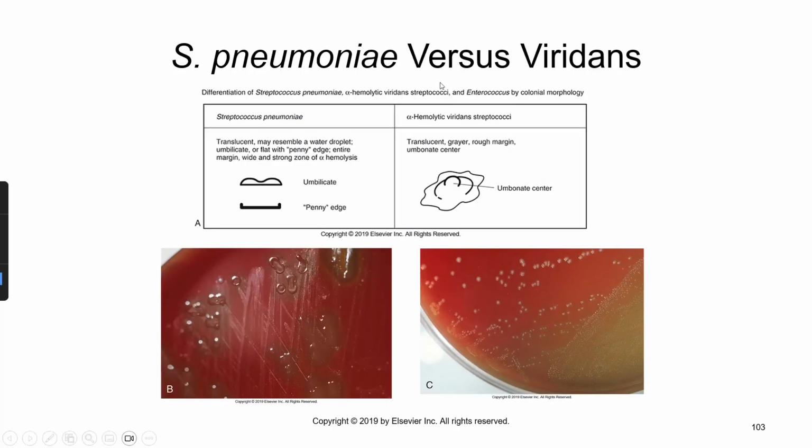Strep pneumoniae versus viridans. Both of these have the potential to have alpha hemolysis, where we have the green-like growth, but you can tell the difference in the colony. Strep pneumo is umbilicate, while viridans has an umbonate center. So umbilicate means that it kind of bows into the agar a bit, while umbonate means that it pops up in the center.